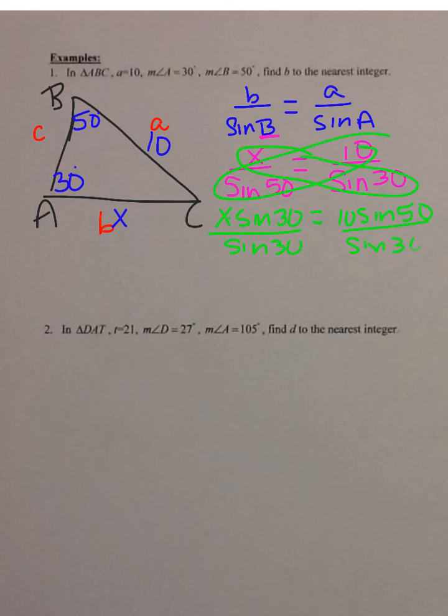Now we're going to use the calculator. So we plug in 10 sine 50 divided by sine 30. And you should get 15.320888886, and to the nearest integer would be 15. Okay, so let's take a look at number 2.